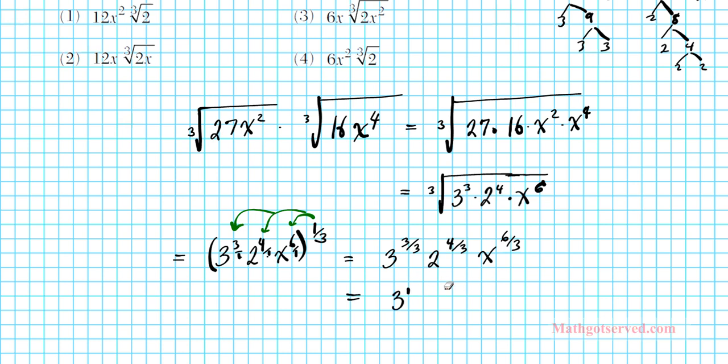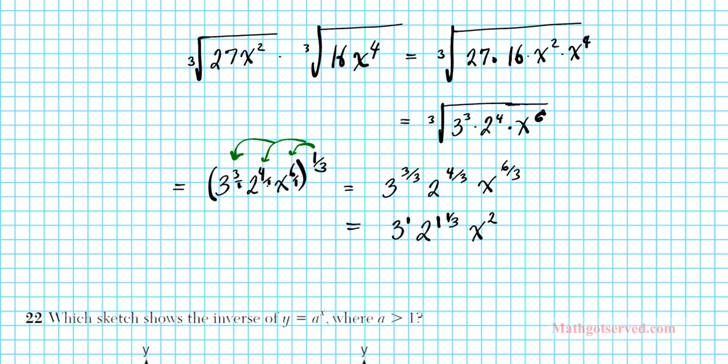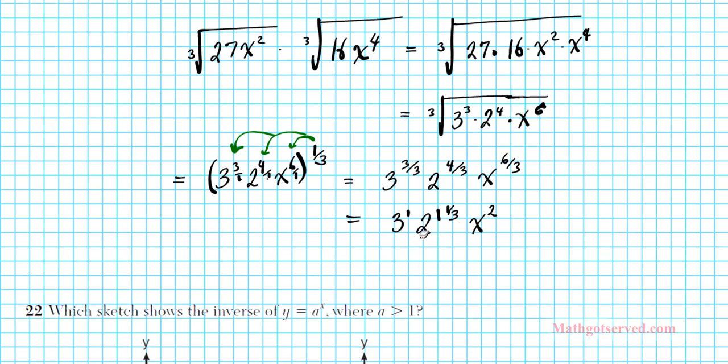And then 2 to the 4 over 3, I like to write this as a mixed number. It's going to be 2 to the 1 and 1/3. And then x to the 6 over 3 is x to the second power. So what we have now, you notice that this power is a whole number, this is a mixed number, this is a whole number. Powers that are mixed numbers are a combination of a radicand and an integer, okay, and a non-radicand.